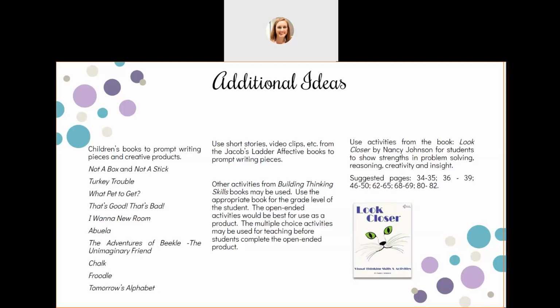And then another great resource is this Look Closer book by Nancy Johnson. You can have students show strengths in problem solving, reasoning, creativity, and insight. And so I've put some suggested pages for activities from this book. On page 34 through 35, there's a matching puzzle piece. You could use that for visual discrimination. On page 36 through 39, there's a paper folding activity, and this would be especially good if your system gives the COGAT, because there's that paper folding subtest on the COGAT.